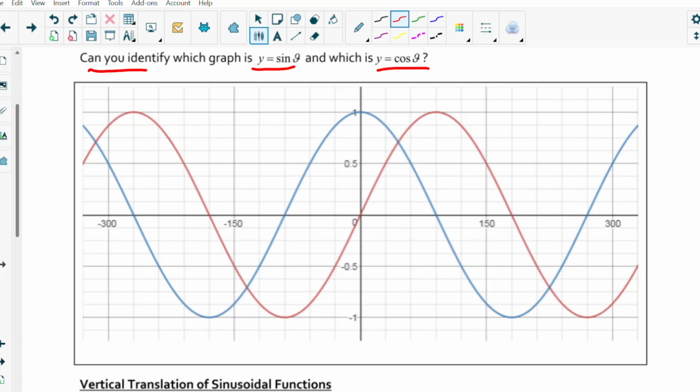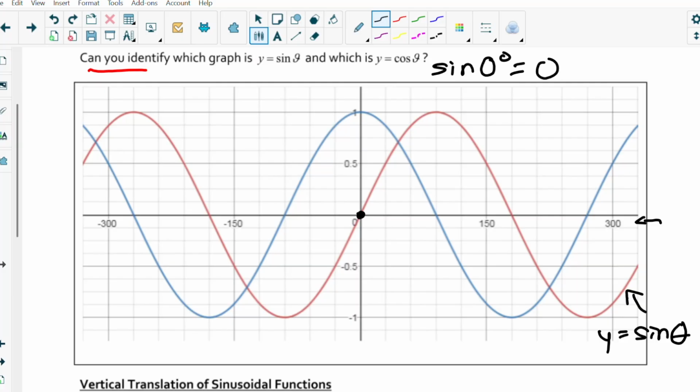So for sine of theta, if I say the sine of 0 degrees, so we're in degrees here, well, that equals 0, so I would expect this red graph to be a sine function. So this is y equals sine of theta. And then if I look at cosine of 0 degrees, well, we expect that to be 1, which is right here. So this blue graph is our cosine function, cosine of theta, okay?